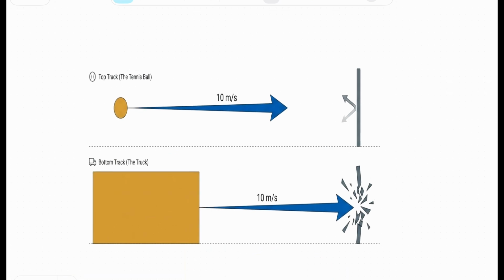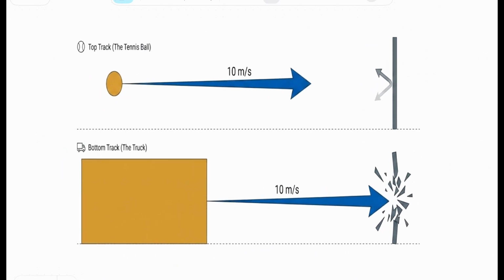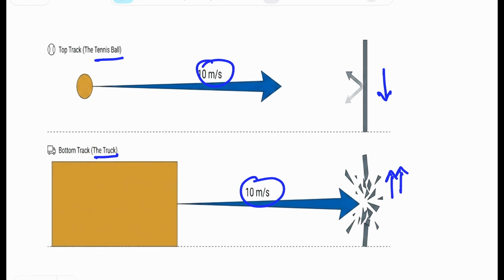Let us investigate. Say there are two objects, one a tennis ball and a truck. Both are moving with similar velocity of 10 meters per second. The amount of effort required to stop the tennis ball is much lesser compared to stopping a truck. So if force alone changes velocity, then these two objects should not possess the same amount of motion.